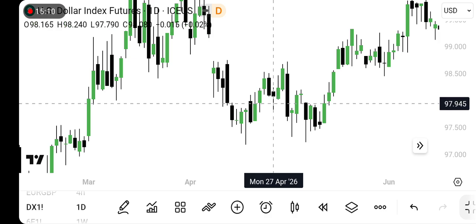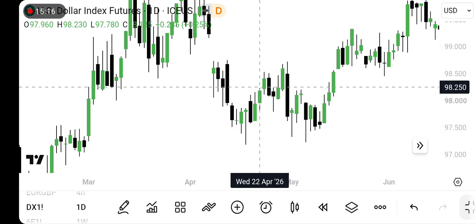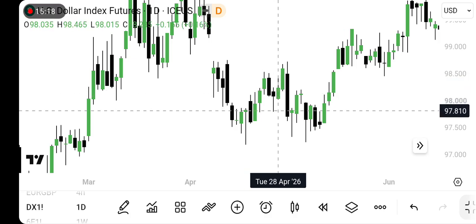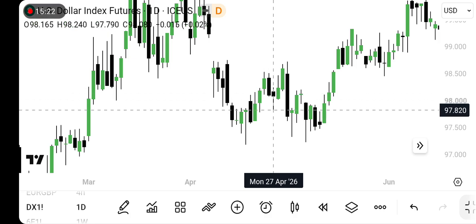Alright, let's look at this example here. This is a breaker as well. Alright, the breaker, how did the breaker form? We first of all created a swing low. Okay, we created a swing low.